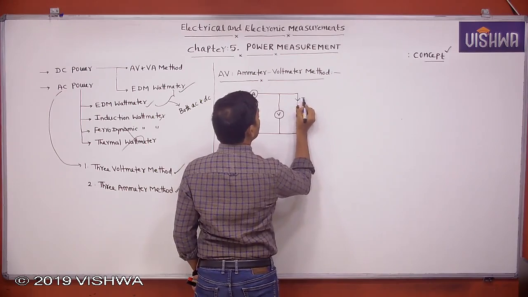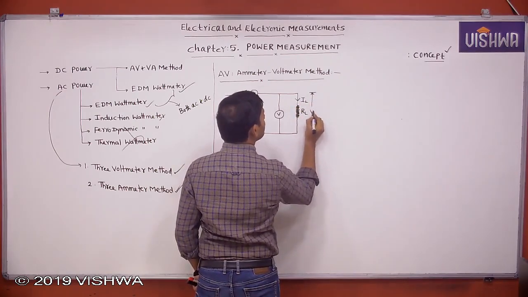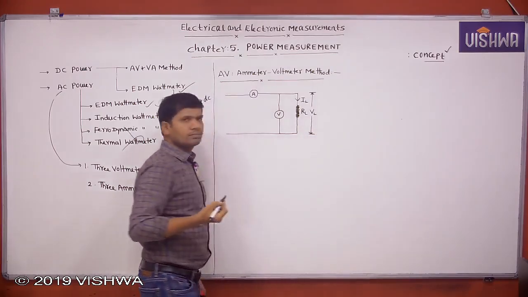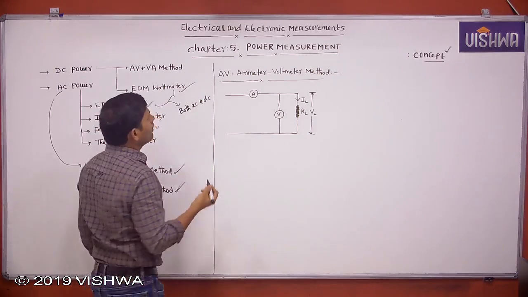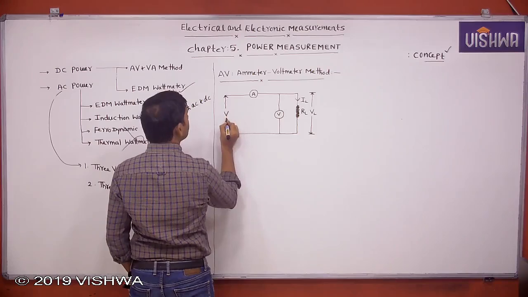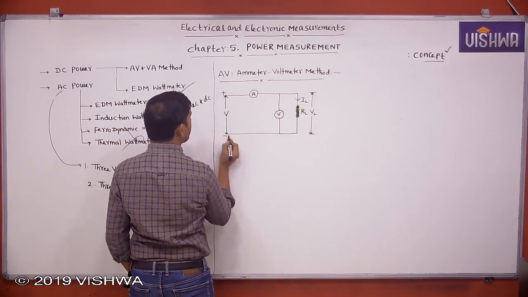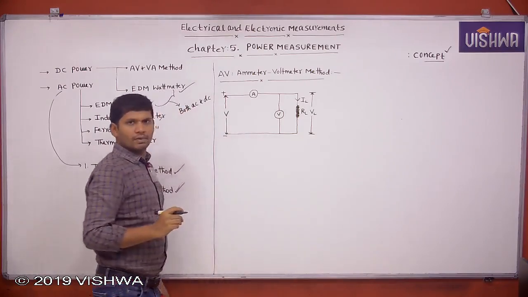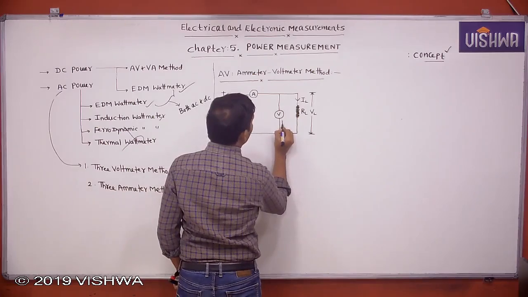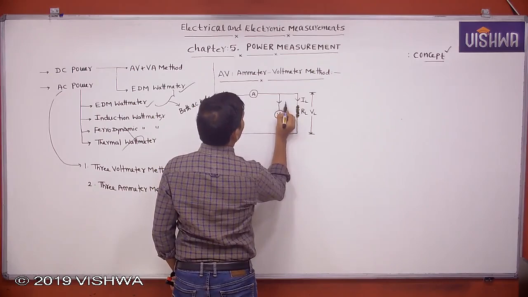IL is the current through the load. VL is the voltage across the load. Now we are giving the DC supply. This is plus, this is minus. Now let the input resistance of the voltmeter be RV, and let the current taken by the voltmeter be IV.